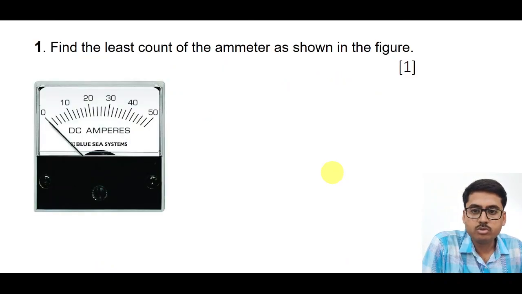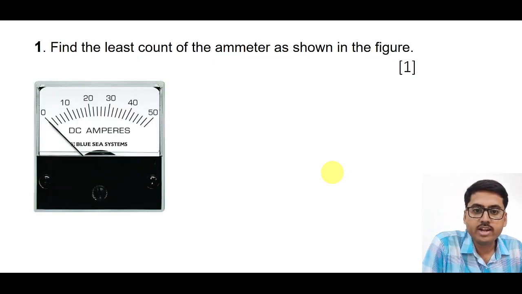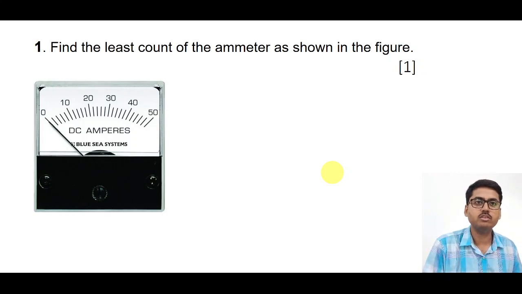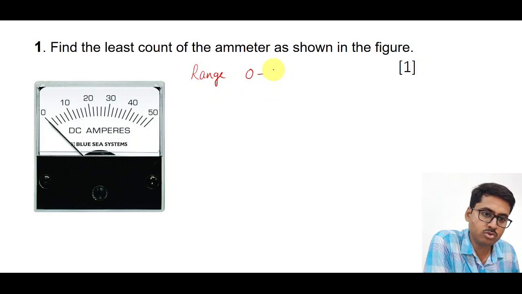Question number 1 was to find the least count of the ammeter as shown in the figure. Here you can see an ammeter whose range is 0 to 50 ampere. What is the total number of divisions from 0 to 50? If I start counting, it will be 5, 10, 15, 20 and 25.